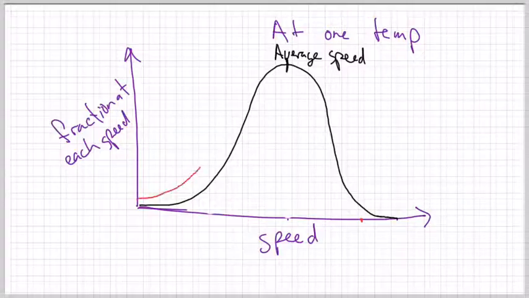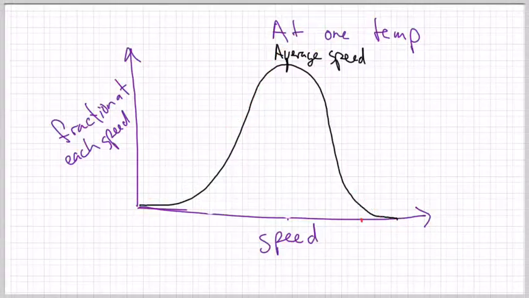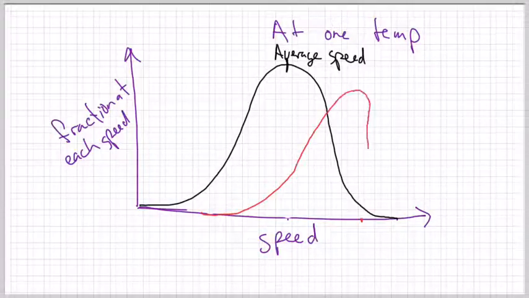Make the peak higher. Yeah, I think it would be higher because the average would be higher. The average would be higher, so the peak would be higher. So keep in mind, this is how many of them are at that speed. So what you're saying is there's more molecules. Oh, no. So I disagree with that. So, okay. So the speed is this axis.